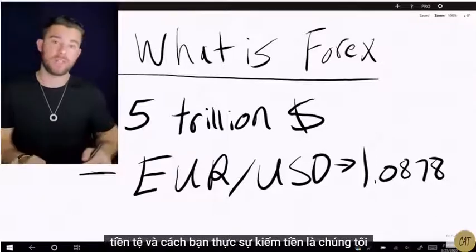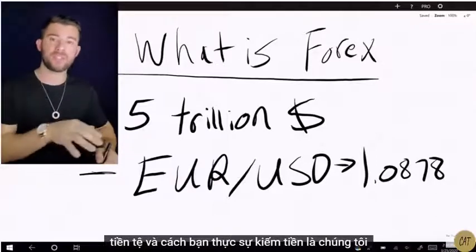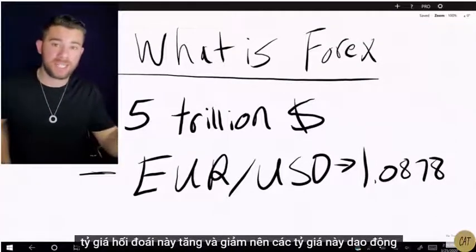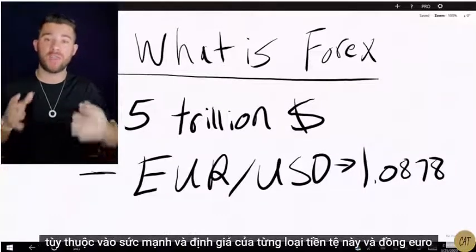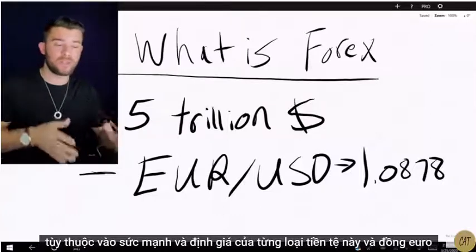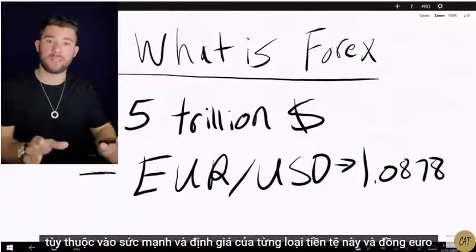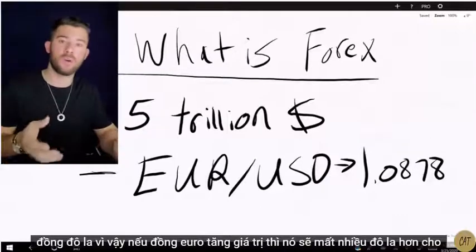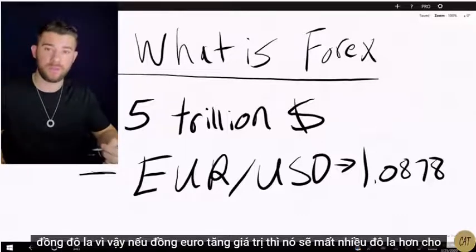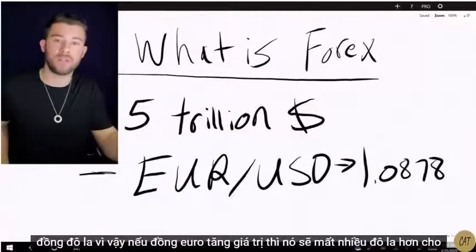Now, the way we make money in the Forex market, remember, we're trading based on the exchange rate between two different currencies, and the way you actually make money is when this exchange rate rises and falls. So these exchange rates fluctuate depending on the strength and valuation of each of these currencies, the euro and the dollar.